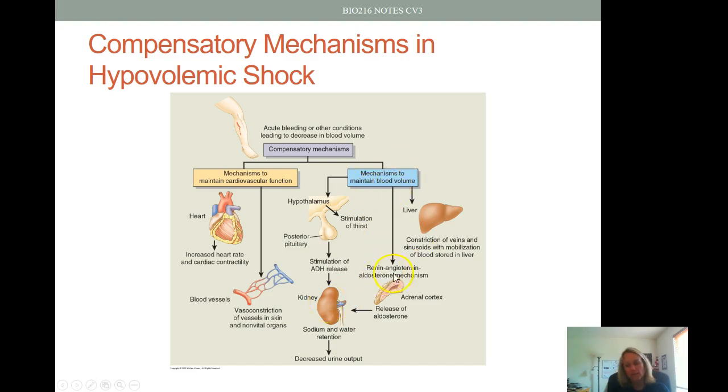We'll have the activation of the renin-angiotensin-aldosterone system, and aldosterone is going to cause sodium retention. So we'll have sodium and water retention, decreased urine output. In the liver, we're going to have constriction of veins and sinusoids with mobilization of the blood that's been stored in the liver.